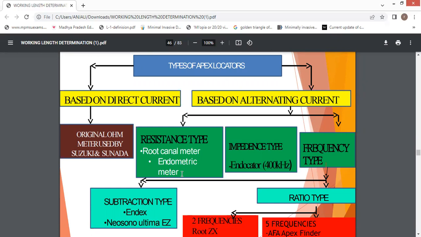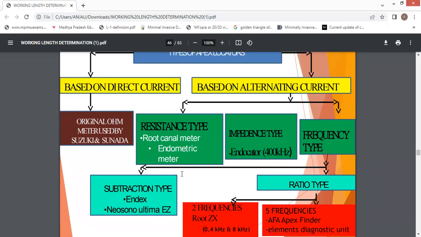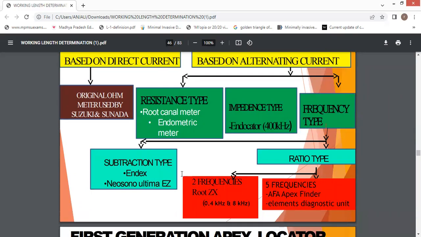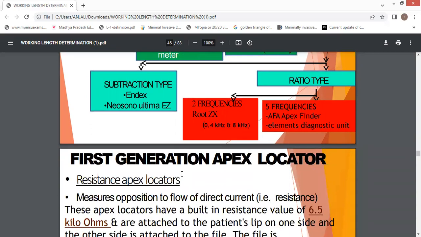In the resistance type, there are the Root Canal Meter and Endometric Meter. In the impedance type, there is the Endocator at 400 kilohertz. In the frequency type, there are again two types: subtraction type and ratio type. In the subtraction type, there are Index and Neosono Ultima EZ. In the ratio type, there is Root ZX, which has frequencies of 0.4 kilohertz and 8 kilohertz, and Apex Finder AFA, Elements Diagnostic Unit.